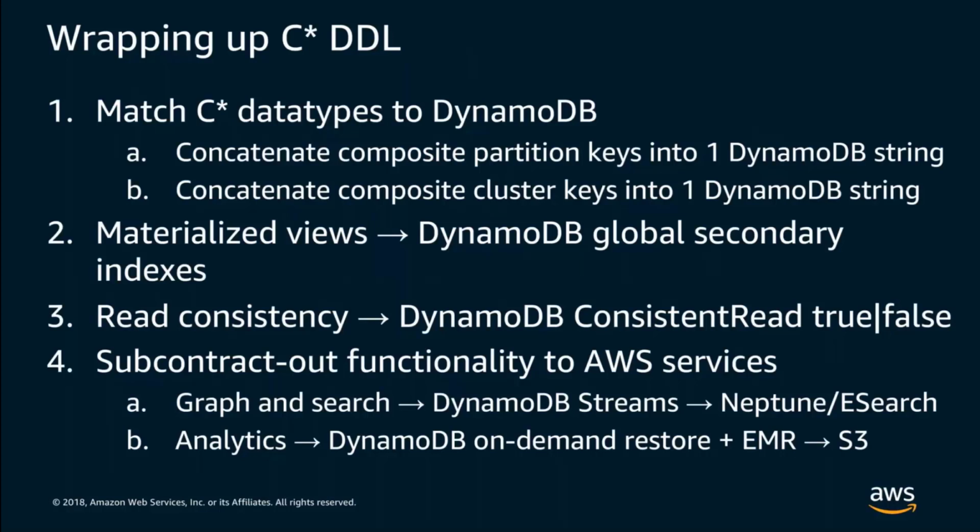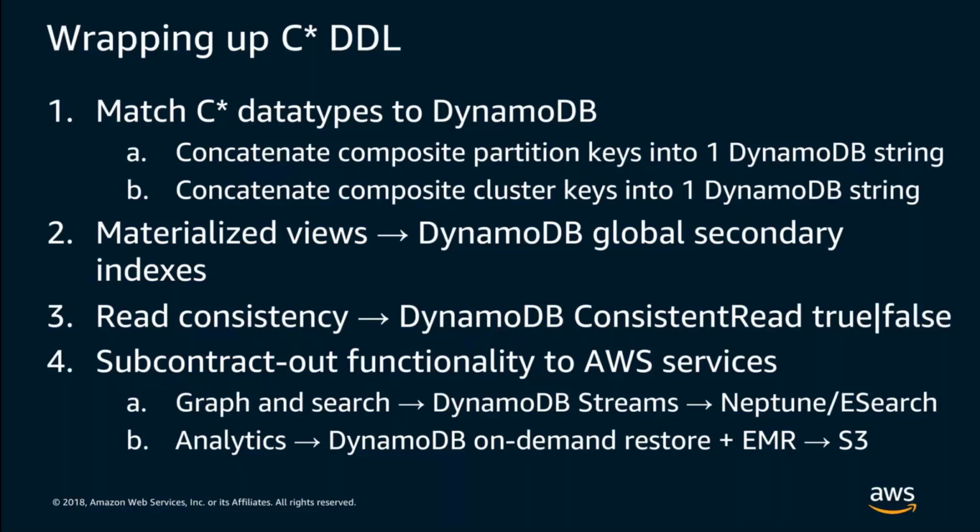So when you're looking at migrating to DynamoDB, first step is match the Cassandra data types, come up with any kind of transformations you need to do. The second thing is look at your materialized views in Cassandra, which are mentioned kind of early in the presentation, that table, and those materialized views map to Dynamo global secondary indexes. Look at your read consistency, because that's the only thing you can tune in Dynamo and decide whether you want the consistent read to be true or false.